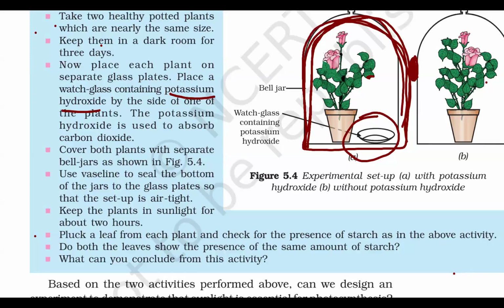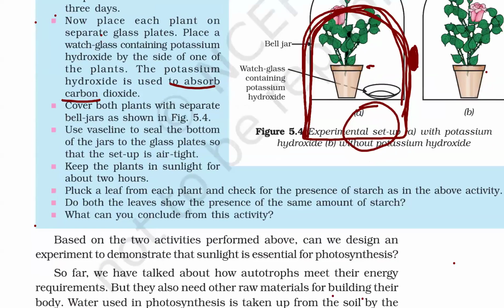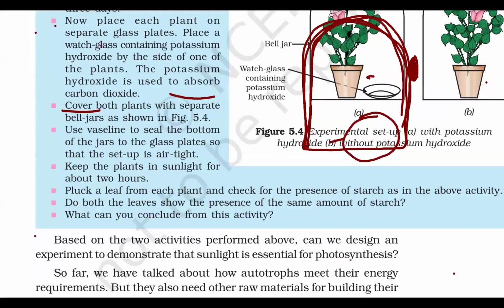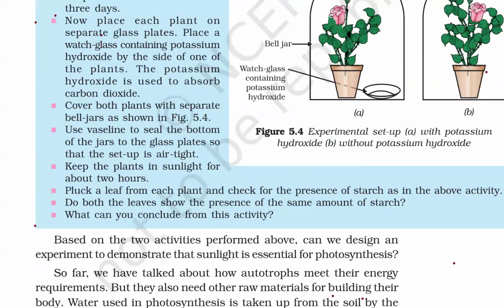Now, what you are going to do next in this activity: cover both the plants with separate bell jars. Use Vaseline to seal the bottom of the jars to the glass plate so that the setup is airtight. No exchange of air or gases can take place, because you have covered and sealed both the jars. Now keep the plants in sunlight for about 2 hours. In one pot you are keeping the watch glass containing potassium hydroxide, not in the other plant. In part B you don't have any potassium hydroxide. Keep that in mind.